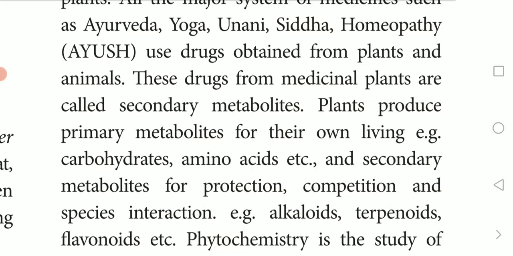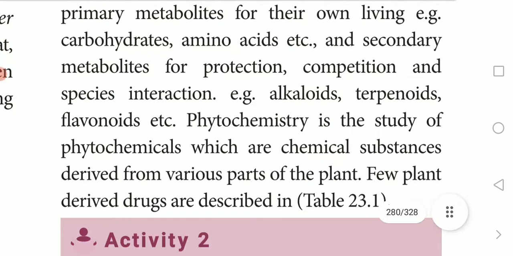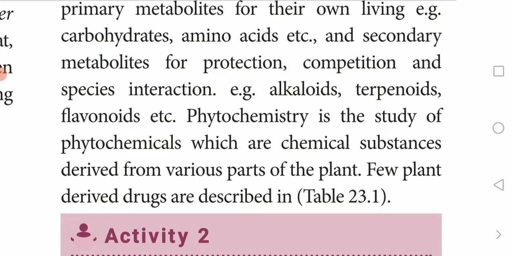Plants produce primary metabolites for their own living. Example, carbohydrates, amino acids, etc. And secondary metabolites for protection, competition, and species interactions. Example, alkaloids, terpenoids, flavonoids, etc. Then phytochemistry is the study of phytochemicals, which are chemical substances derived from various parts of the plants.